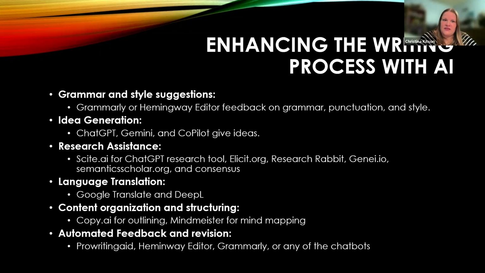Elicit is also good for this. Consensus, Semantic Scholar. These are all research-oriented AI platforms. None of them are going to write your lit review for you. None of them are going to write your research section for you. They're going to help you find connections. They're going to help you find articles that connect to your topic or that connect to other aspects of your topic.